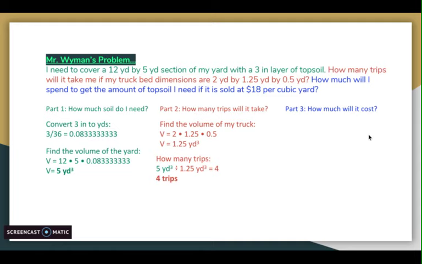Lastly, how much will it cost? For this one, I have all of the information I need. I just need to apply it. So I have 5 cubic yards of dirt that I need. It costs $18 per cubic yard from the problem. Multiply those together, and I get a final answer of $90 for the amount of dirt that I need.